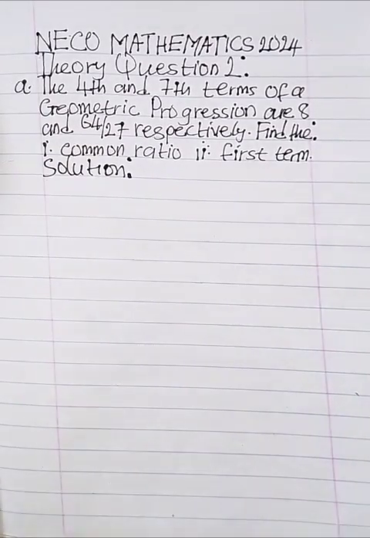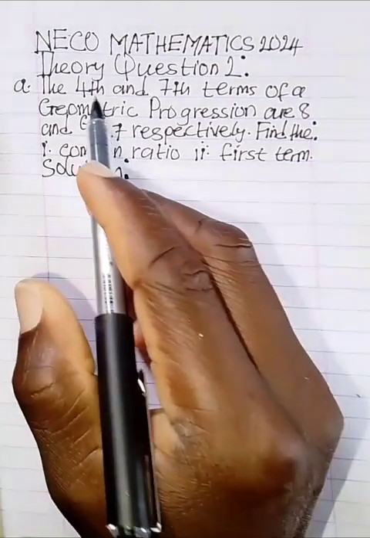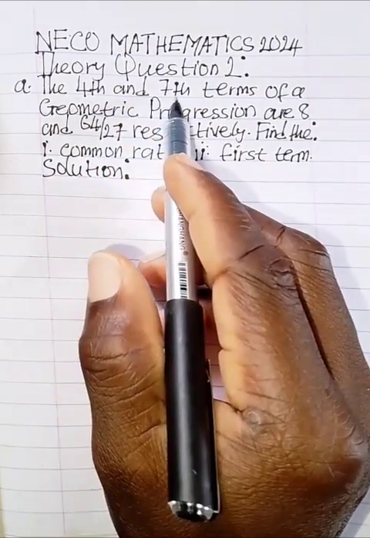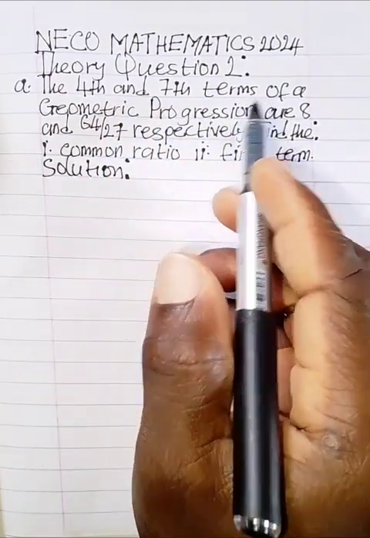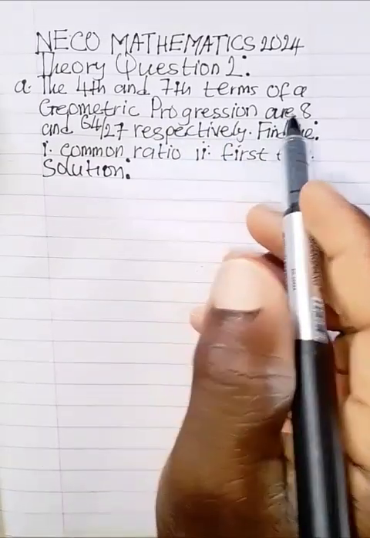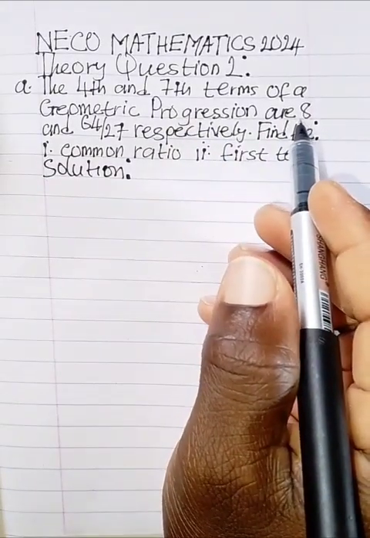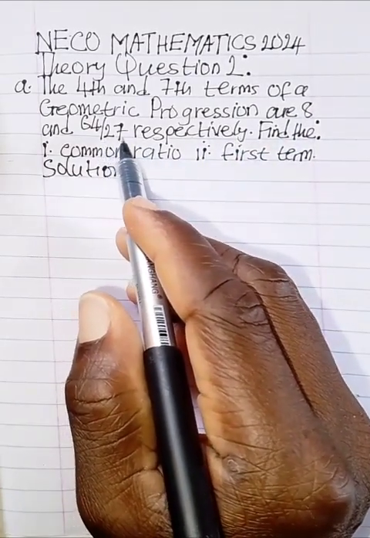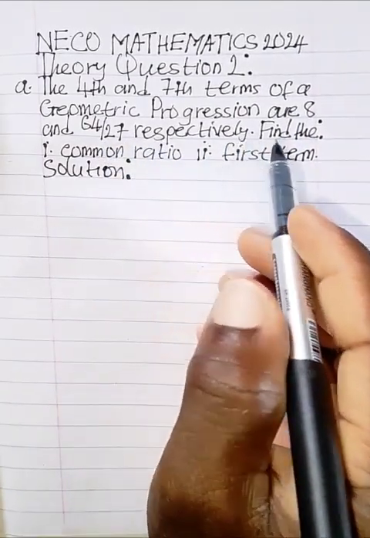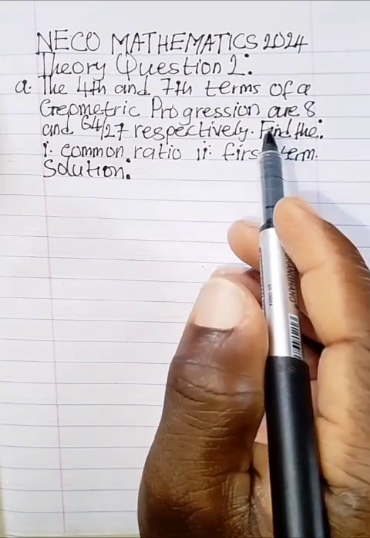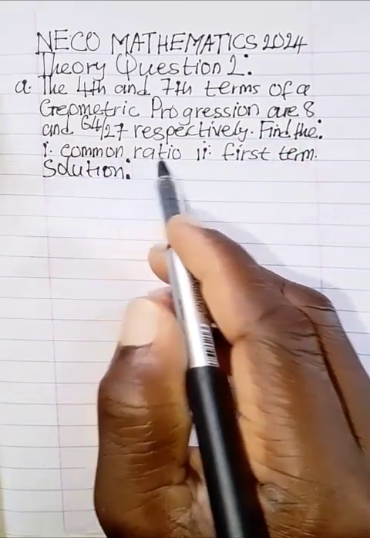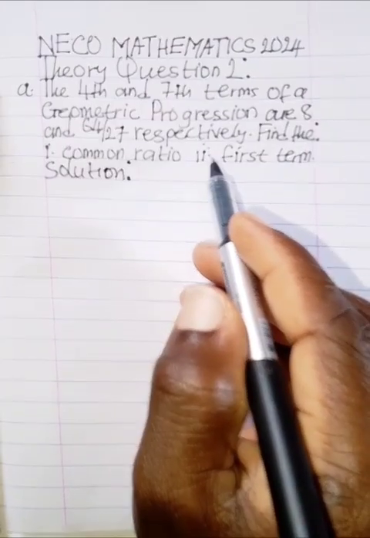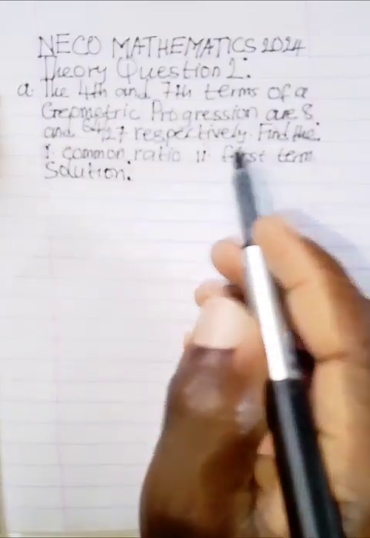Still on the NECO series, theory question 2, a part of it. The fourth and seventh terms of a geometric progression are 8 and 64 over 27 respectively. Find (i) the common ratio, (ii) the first term.